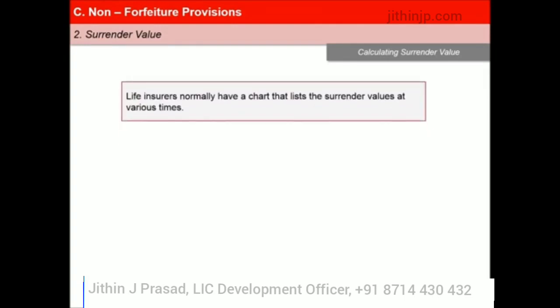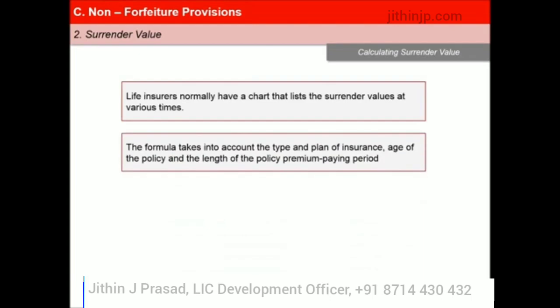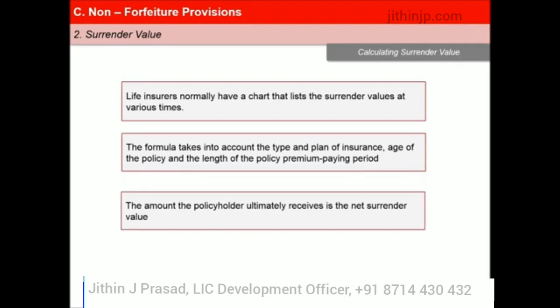Life insurers normally have a chart that lists the surrender values at various times. This chart also gives the method that will be used for calculating the surrender values. The formula takes into account the type and plan of insurance, age of the policy, and the length of the policy's premium paying period. The amount the policyholder ultimately receives is the net surrender value.